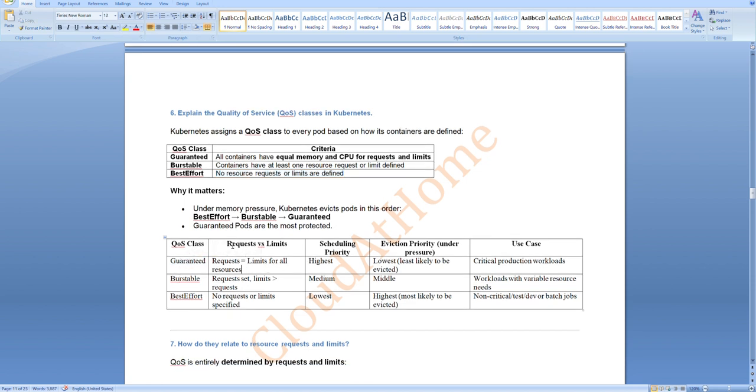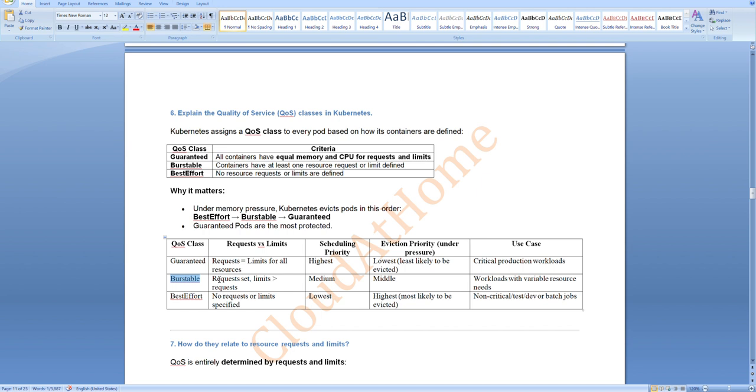So you see request versus limit. What happens is, in guaranteed, request equals limit for all the resources. So if you are requesting CPU, request will be 250, and limit also is 250. That kind of thing is called guaranteed. Scheduling priority is high. Eviction is lowest, it will get evicted last. So it is critical for production workload. So you should define guaranteed when you are using a production workload.